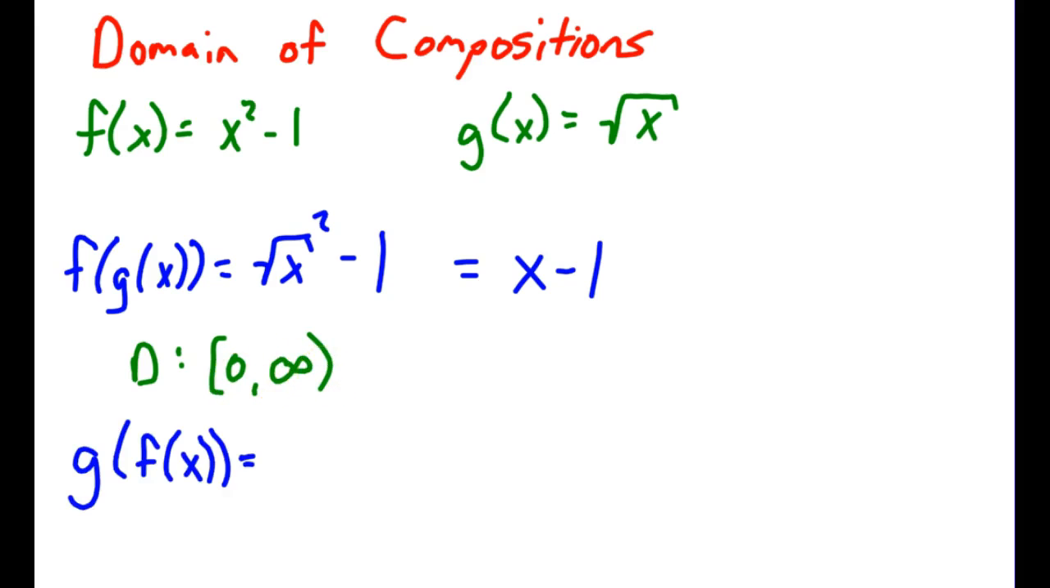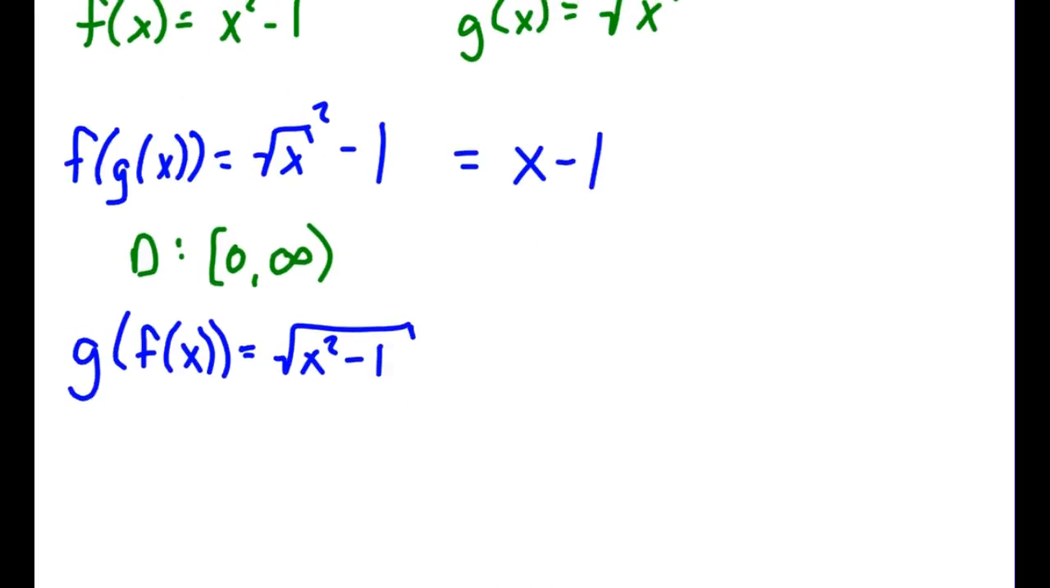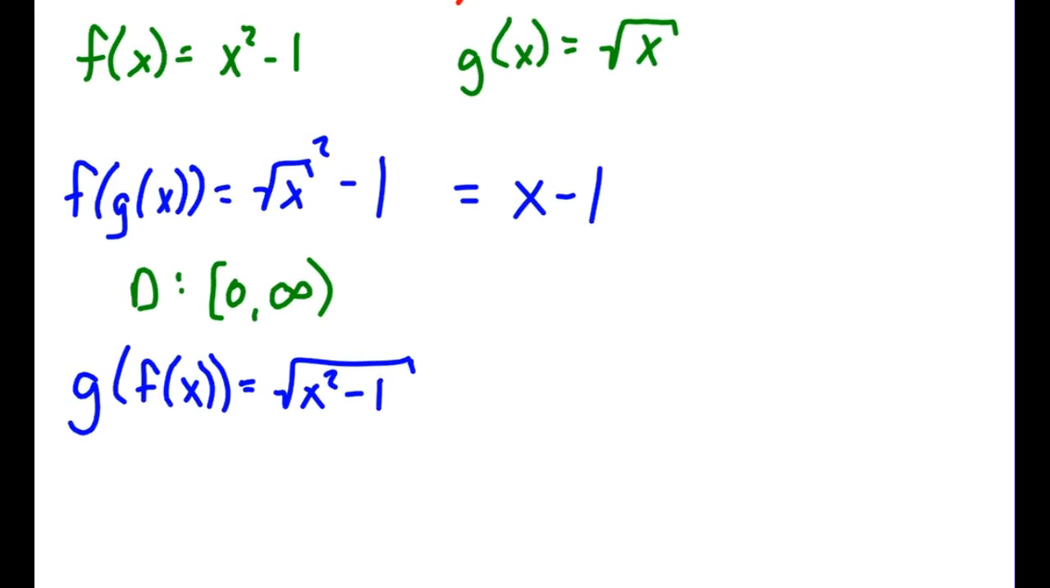Now we want to find g of f of x. So we start with our g of x function. The square root of everywhere we have an x, we're going to replace it with our f of x function. So we have the square root of x squared minus 1. And now we want to find the domain of this function. So first we got to look at the domain of f of x, which is a polynomial. We know the domain of any polynomial is all real numbers, negative infinity to infinity.